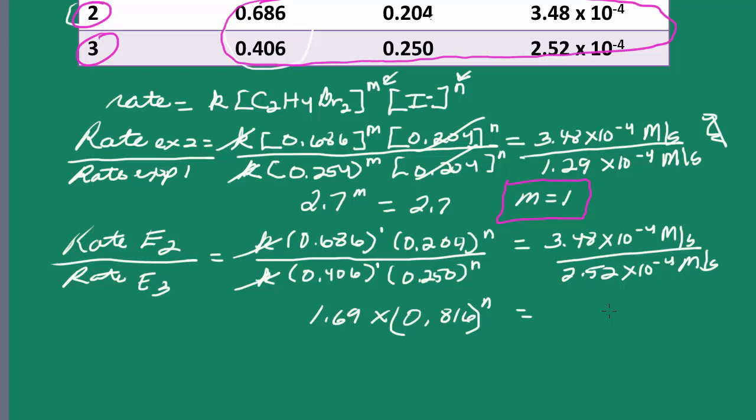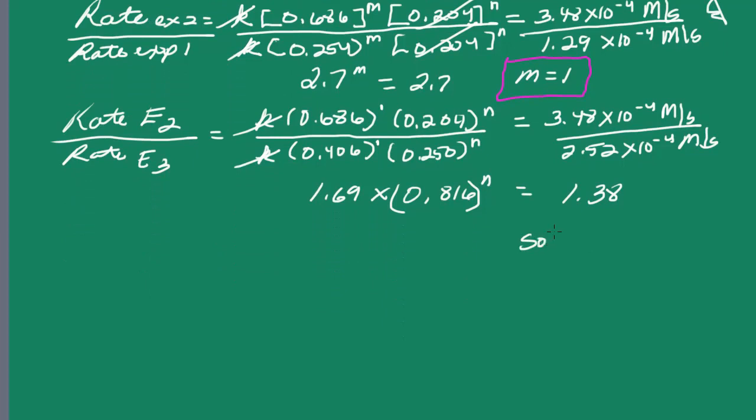It's 0.816 to the negative 4 divided by 2.52 to the negative 4, and I get 1.38. Okay. So what I need to do here is solve for n. When I do that, what I need to do is divide both sides by 1.69.